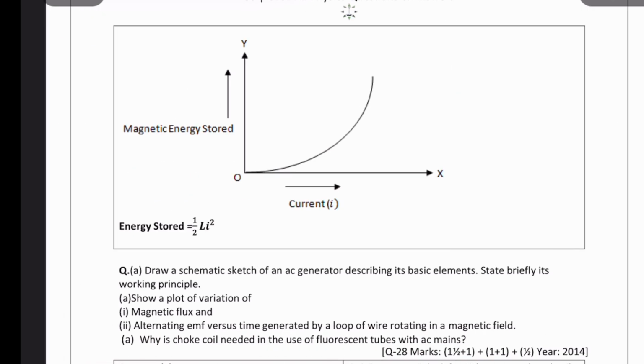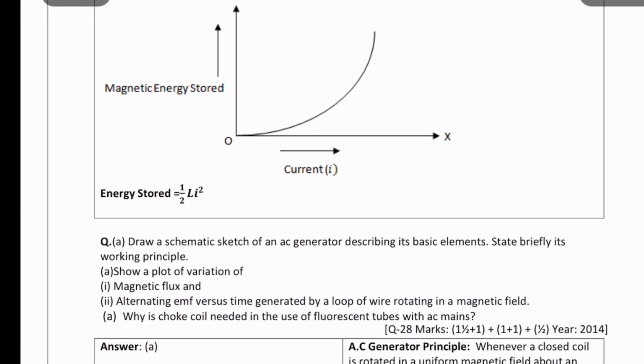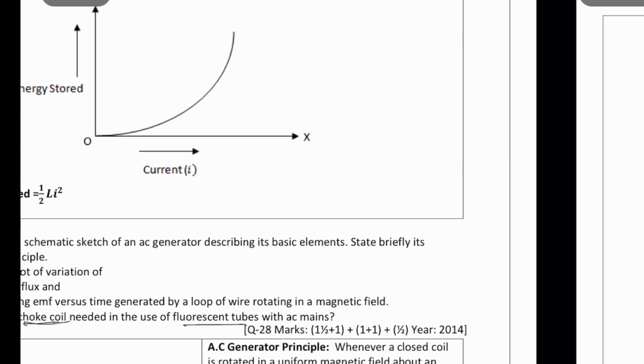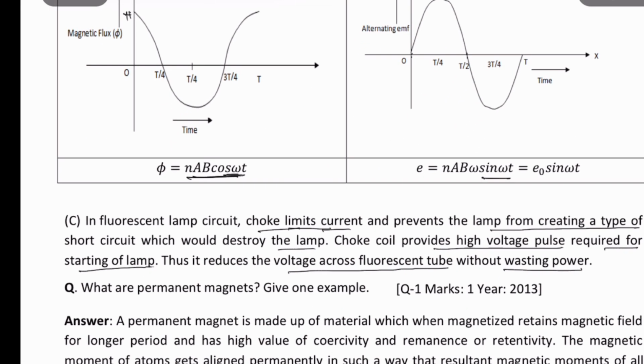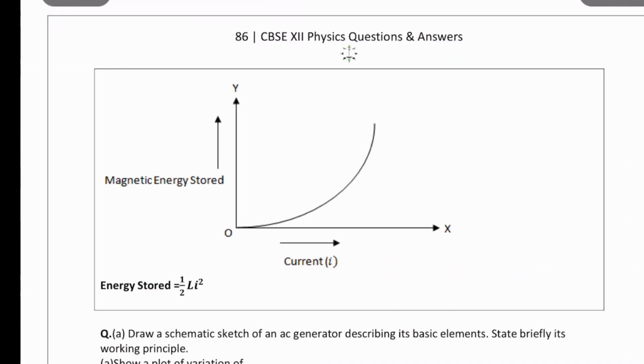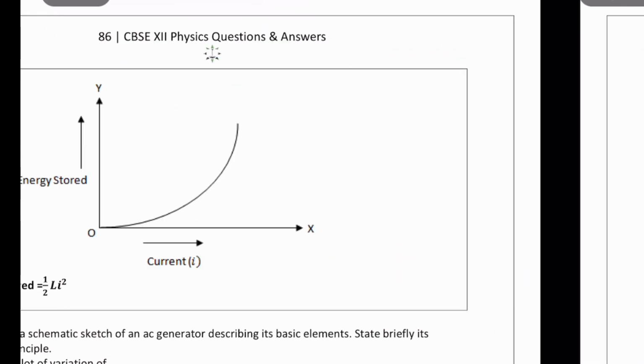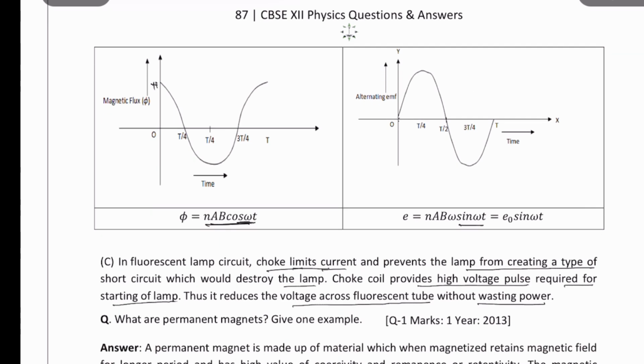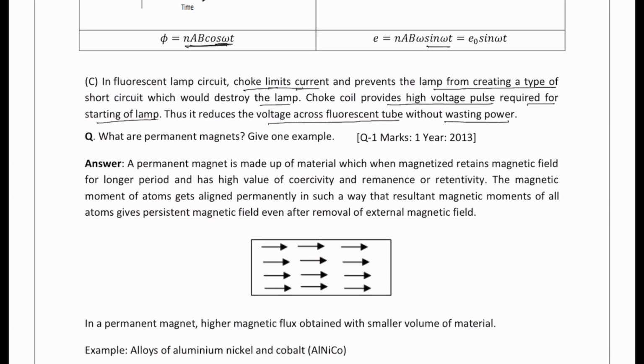This question was asked here: why a choke coil is used? This is in fluorescent tubes like tube lights with AC mains. I have not gone deeper because it is simply a 1 mark question. How much is the mark carrying? Half marks. So this much answer is sufficient to fetch the half mark.